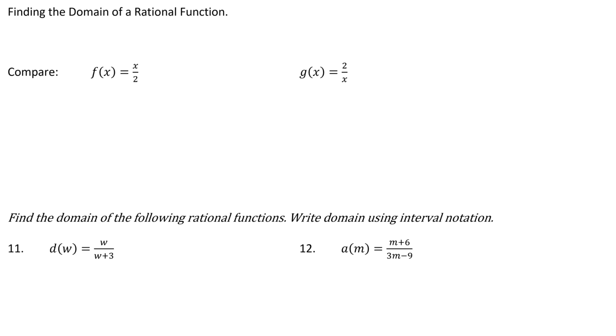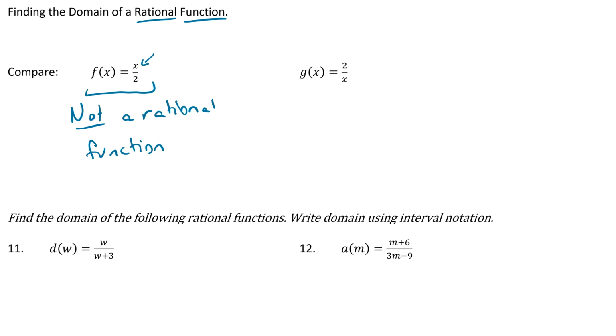Hey everybody, so in this video we're going to be talking about finding domain of rational functions. So a rational function just means a function that has x in the denominator of a fraction, right? So like for example, this one is not a rational function, because x is on the top, it's in the numerator. So this one would just actually be a linear function. So there's no problems with domain, x can be whatever you want.